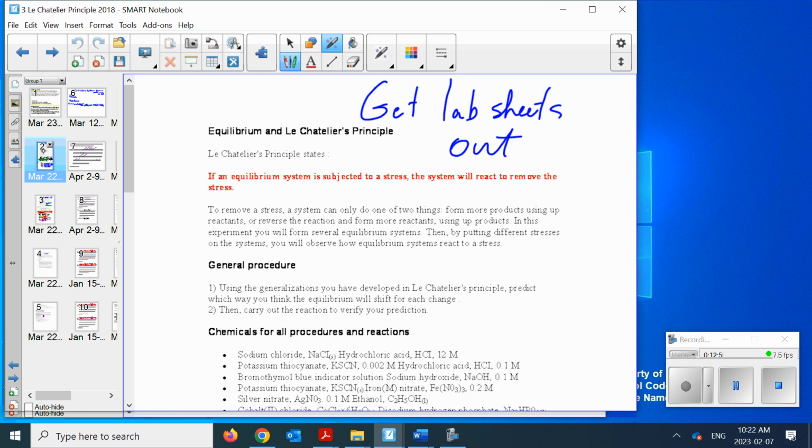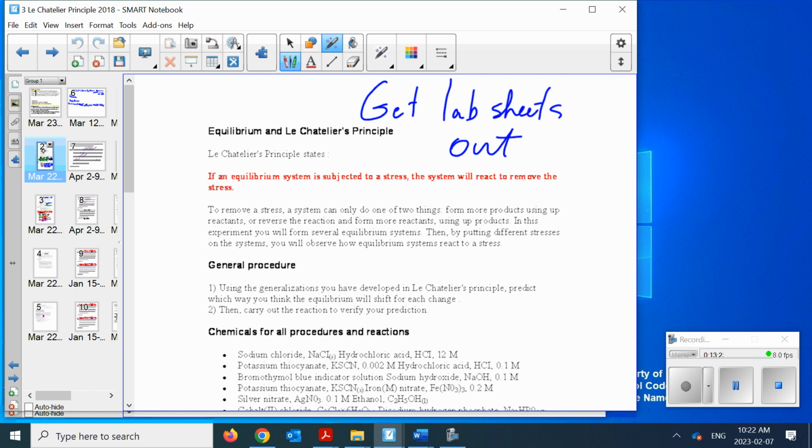We'll talk about this, and then we're going to observe some things that won't appear on the video because we don't want to show the screen. There's something called Le Chatelier's principle, obviously a French view. The principle states, if an equilibrium system is subjected to stress, the system will react to remove the stress.